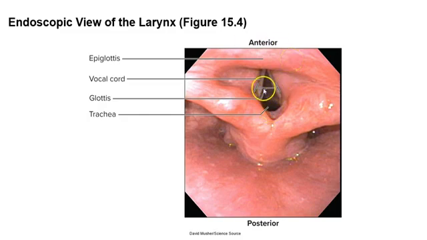So these vocal cords, as air is leaving the respiratory tract and passes past those vocal cords, it will cause them to vibrate, and that's what gives off a sound to allow us to speak or produce any kind of sound for that matter.